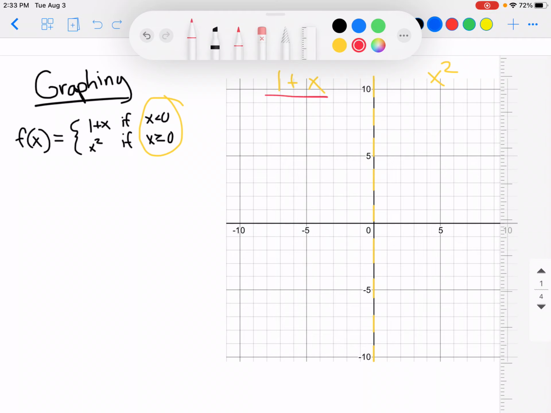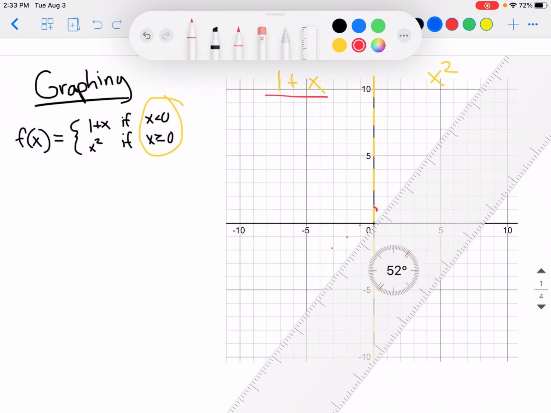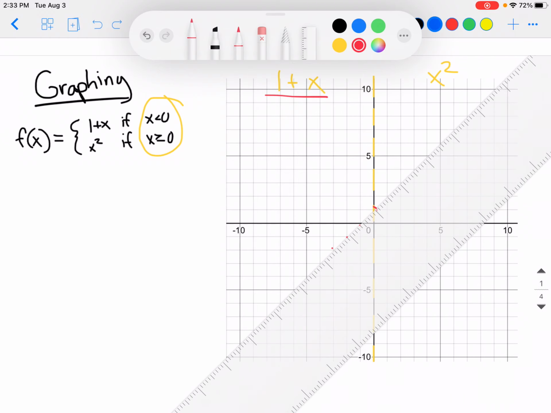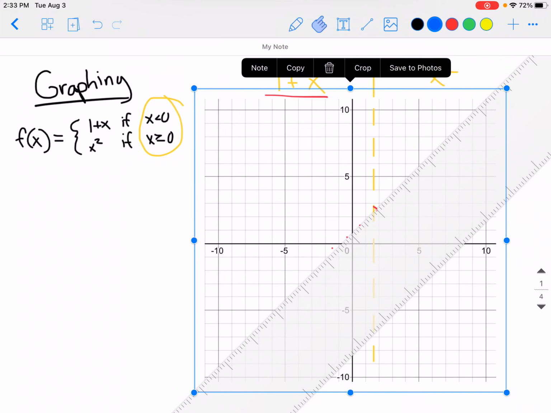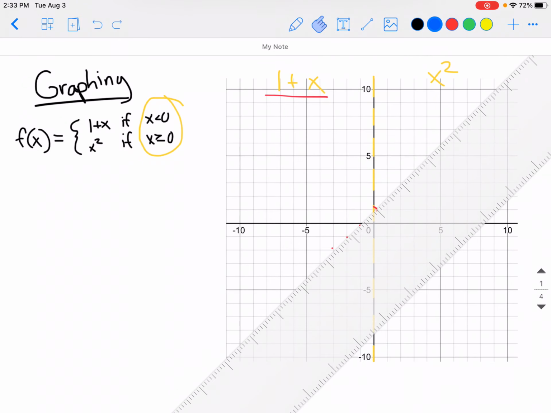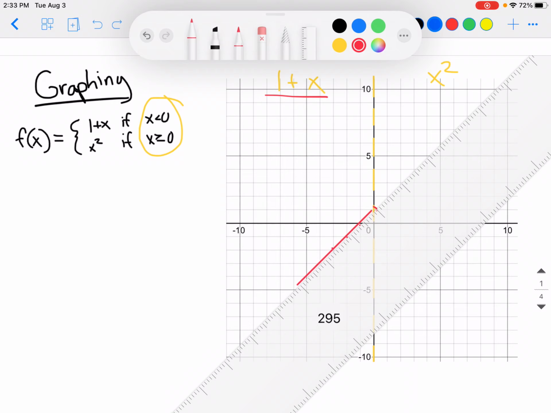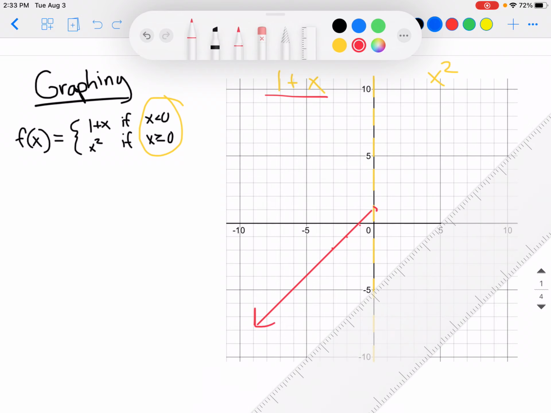So let's start off with 1 plus x. So 1 plus x is going to have a y-intercept of 1, and then up 1 over 1 or down 1 over 1 for its slope. So again, since it's at the y-intercept, I can just go right here, and I'm going to, whoops, let's not do that like that. Let's try it again. There we go. Draw it going like this. Perfect.